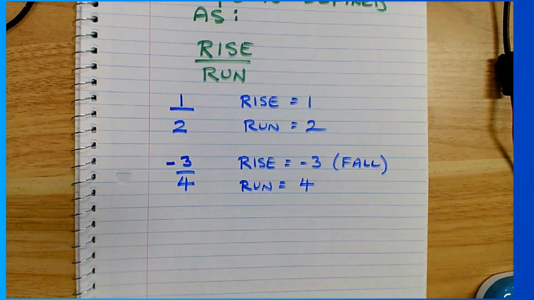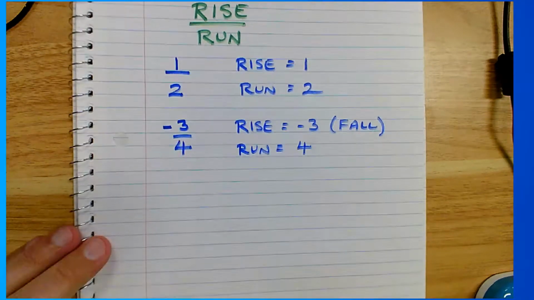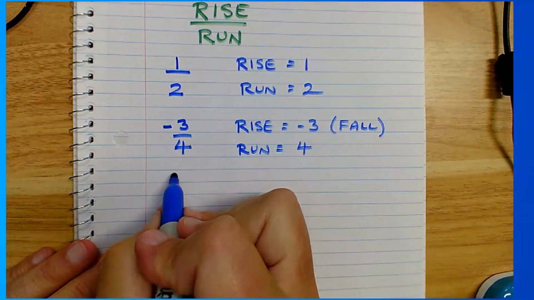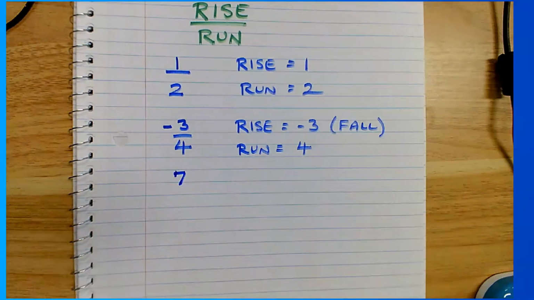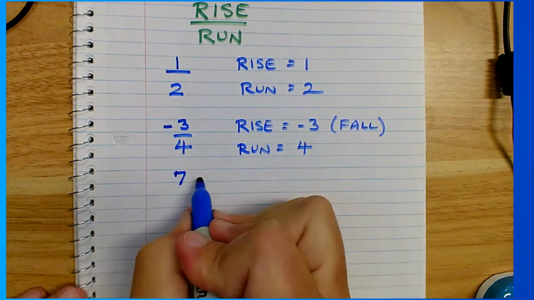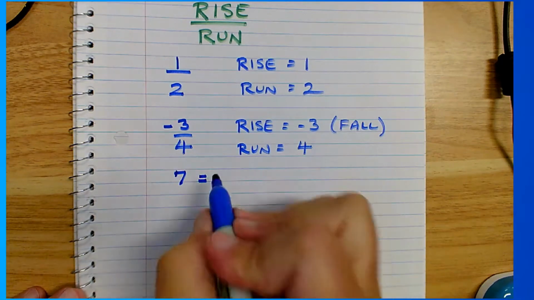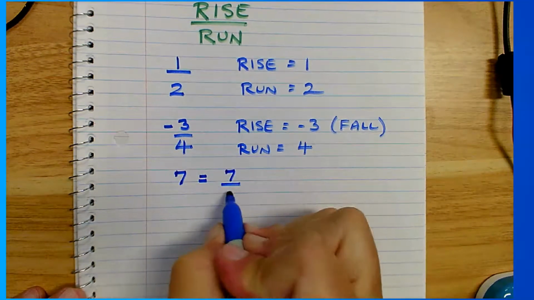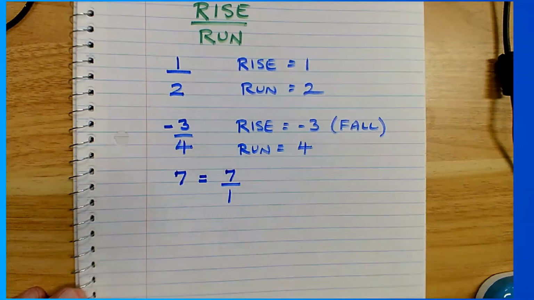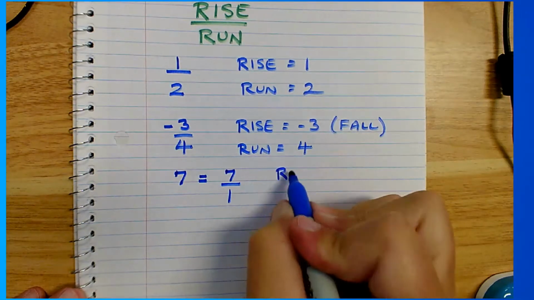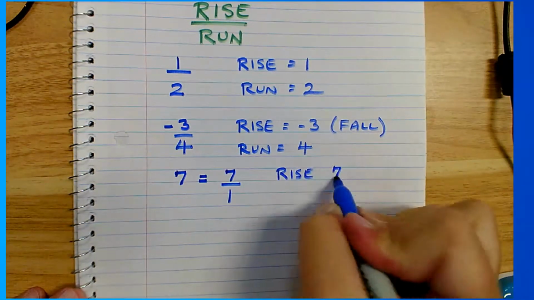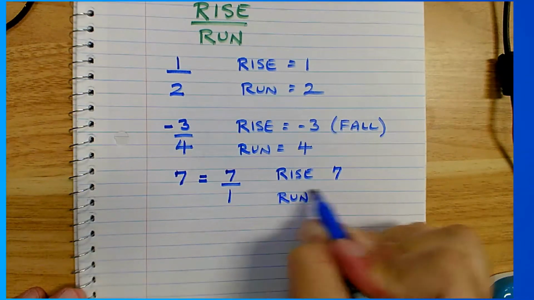Now I'm going to give you one that's going to mess with your brain. How about if I'm telling you the slope is 7? What do you think the rise and the run is for 7? Put it in your brain. 7. What's the rise? What's the run? Well, I'll show you how we can also write it. 7/1. So what's the rise? The rise is 7, and the run is 1.